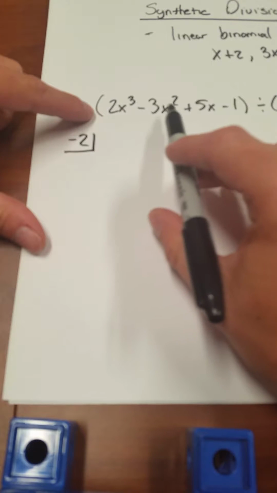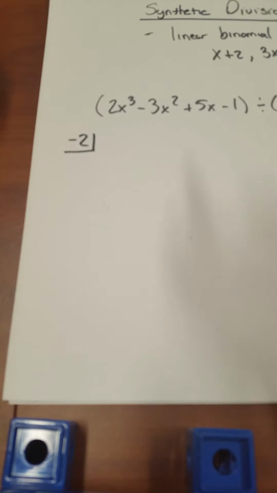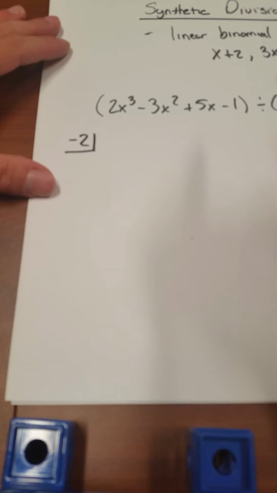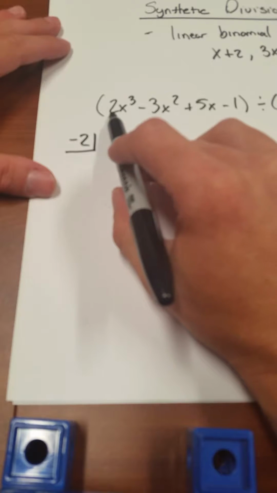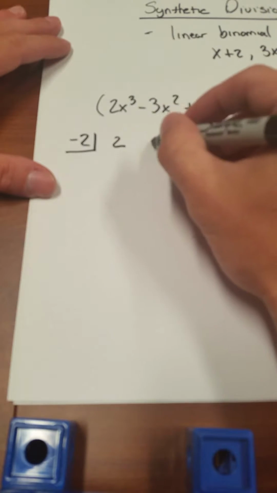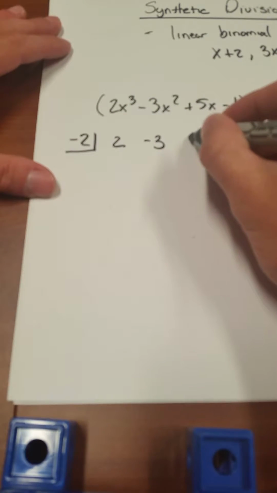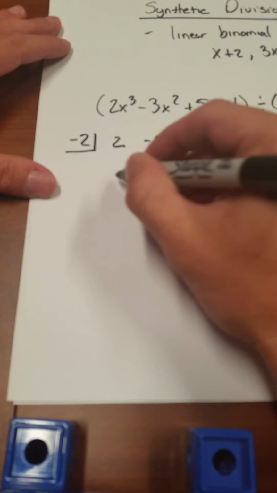Look at the numbers that are in front of our variables. These are called coefficients. You're going to use the coefficients. Now, if there is a term missing, like an x or an x squared, you must put a 0 in, okay? If there's nothing missing, then life's good. So look right here. We have x to the third, so there's a 2, -3, 5, and -1.